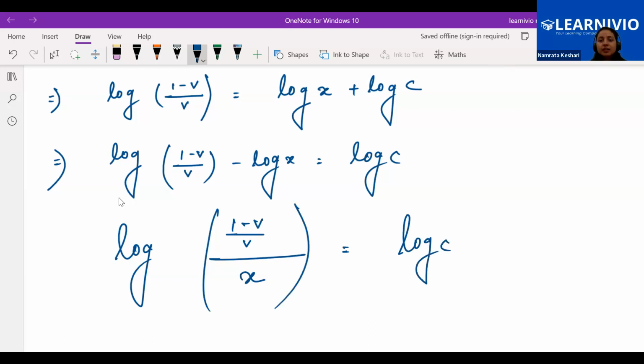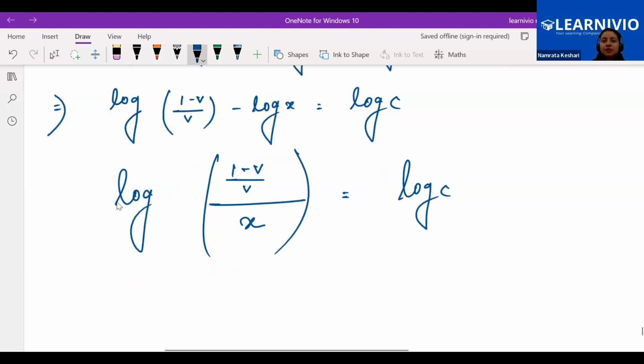Yes, ma'am. Can you tell me what we are going to get from the bracket part, where this x will go, with the numerator's part or with the denominator's part? Let me know. Will x go with 1 minus v, or will x go with v?